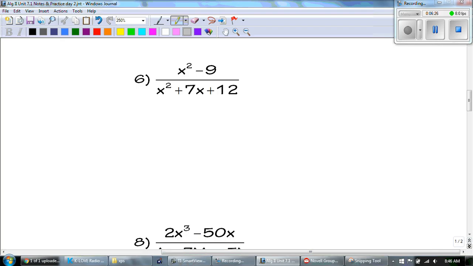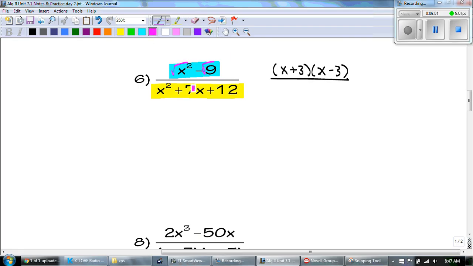Okay. Number 6. We have the x squared minus 9. Do you guys remember how to factor that? Yeah, that's the difference of two squares. So when I break that down, it's x plus 3 and x minus 3.